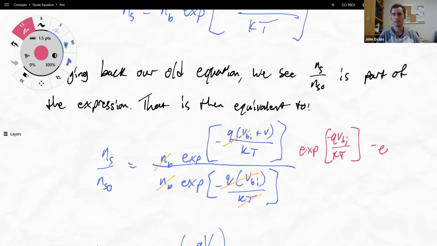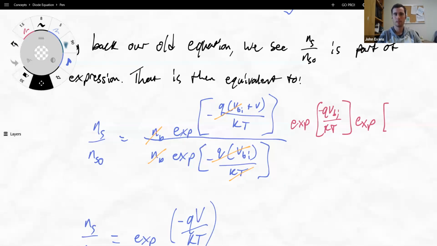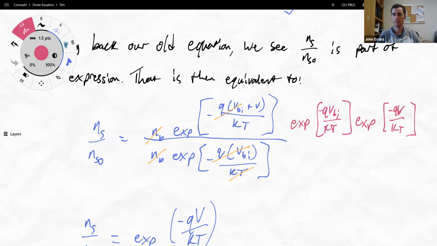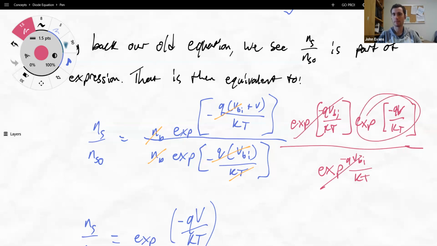multiplied by exponential of minus QV over KT, right? Because we need to distribute this minus sign. Both of those are going to be over exponential QVBI over KT. So these two expressions cancel out, but this one is left alone.